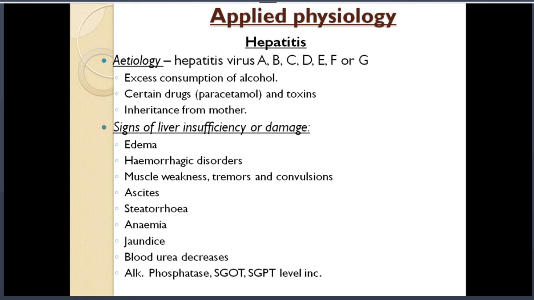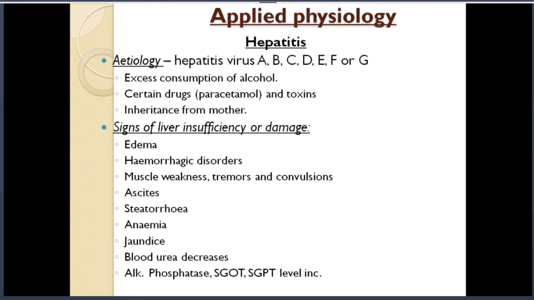The signs or the effects of hepatitis: edema. If the liver tissues are damaged, it will affect the synthetic function of liver. That will lead to decreased plasma protein production, and thus it will lead to edema. It will lead to hemorrhagic disorder because liver is also responsible for production of certain clotting factors. Then it will affect the metabolic function of liver. It will decrease the glucose formation by the liver.